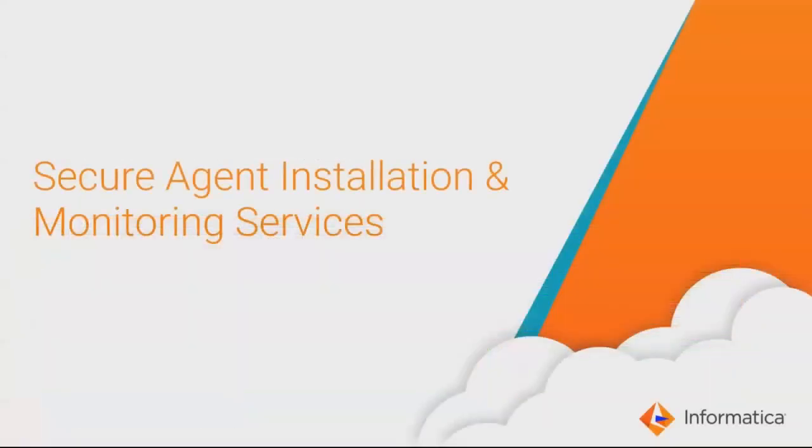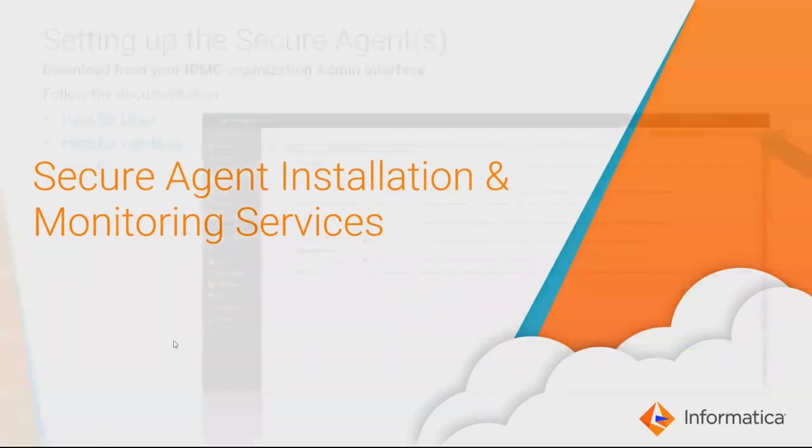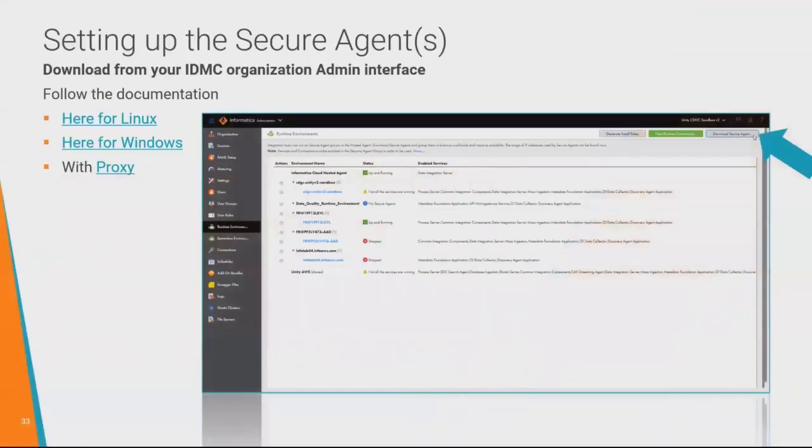Now, we know what a secure agent is and have sized it. So now it's time to know how to install it. Log into the Informatica Cloud Services URL provided to you. Once authenticated, go to the Administrator microservice. Click on Runtime Environments in the left-hand pane. You will see the tab for Download Secure Agent on the top right of the screen.